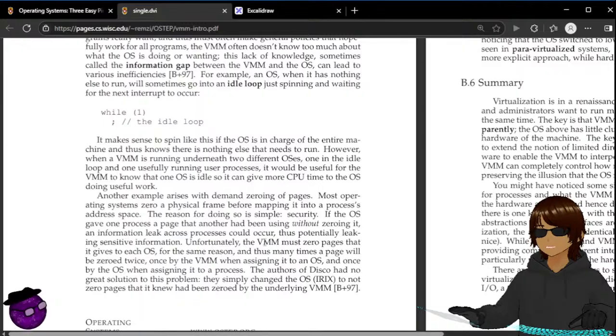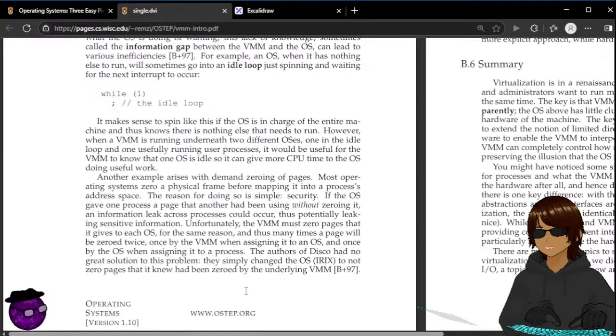Unfortunately, the VMM must zero pages that it gives to each OS for the same reason, and thus many times a page will be zeroed twice, once by the VMM when assigning it to an OS, and once by the OS when assigning it to a process. The authors of Disco had no great solution to this problem. They simply changed the OS to not zero pages that it knew had been zeroed by the underlying VMM.